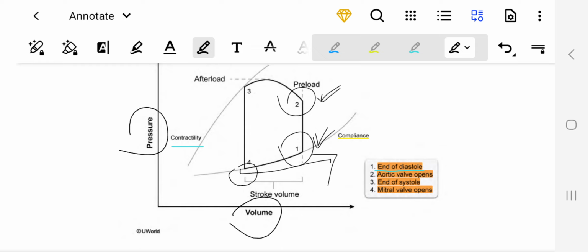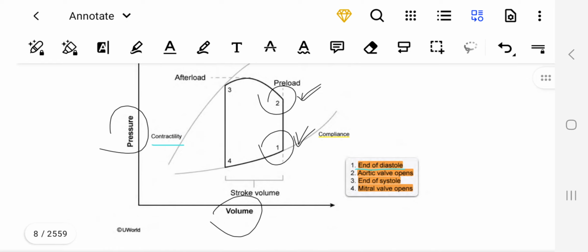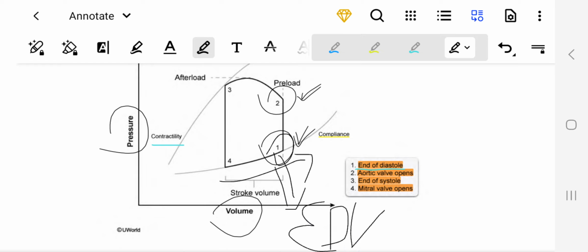Like in this case, the third point is called end systolic volume, ESV, where the volume is very low, right? Here and here we can see the volume is the same. When we move from this point till this, the volume is increasing, till this end, which is the end diastolic volume, the maximum volume during diastole.